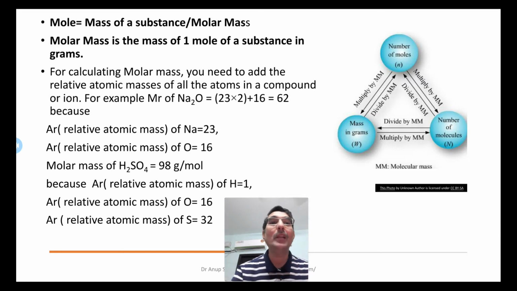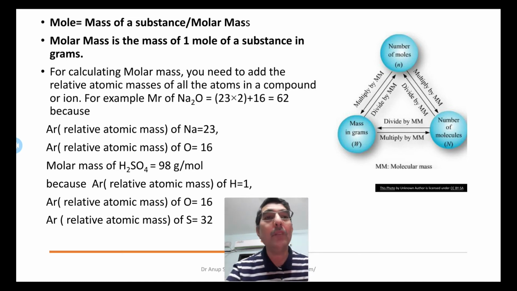So for example, if we say the molar mass of water, how do we do that? H2O is the formula of water, with 2 hydrogens and 1 oxygen. So the mass of 2 hydrogens is 2 grams plus oxygen's mass is 16. Together, 16 plus 2 is 18 grams. So 18 grams is the molar mass of H2O.